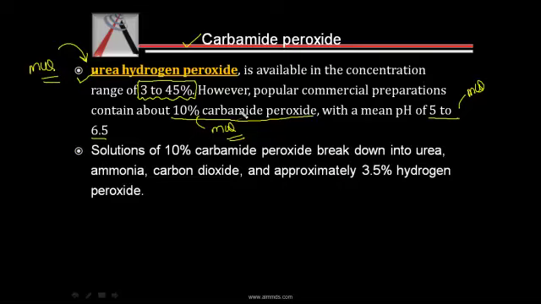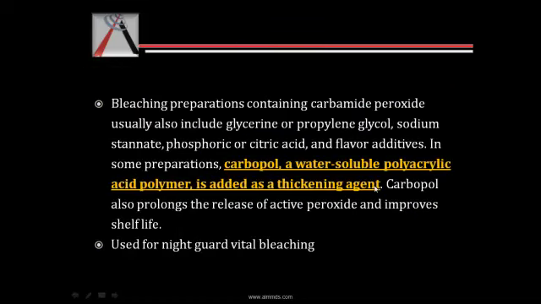Now solution of 10% carbamide peroxide break down into urea, ammonia, carbon dioxide, and it releases 3.5% of hydrogen peroxide, which is the actual bleaching agent. The percentage is again important MCQ. So carbamide peroxide, which is nothing but urea hydrogen peroxide, releases 3.5% hydrogen peroxide to bring about the bleaching effect.